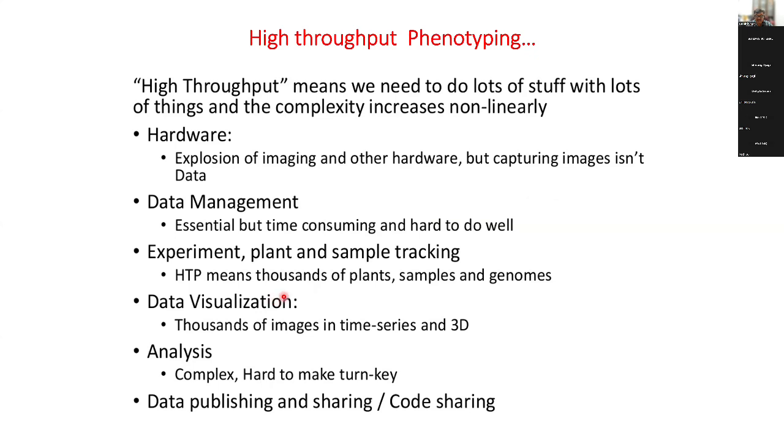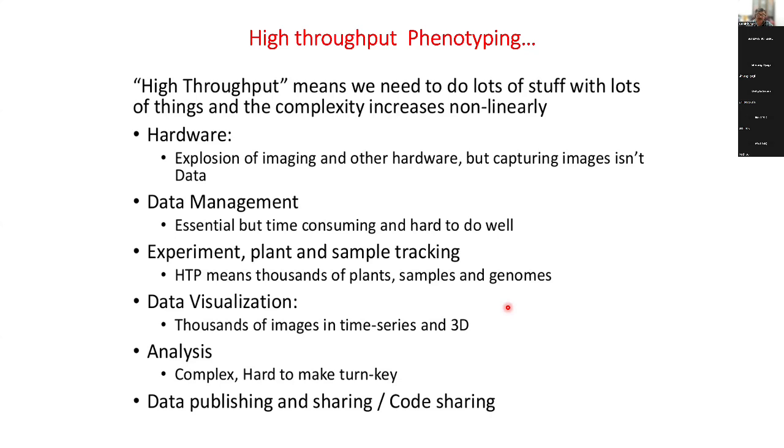Obviously, this means a large number of plants, samples, and genomes, because if we do all our experiments with 5 to 10 genotypes, the information will be less, and we are not able to get the kind of variation we are expecting at all. And then we have data visualization, to see how the information obtained from the images can be seen, and how it can be used for other purposes or for the biological queries we have.